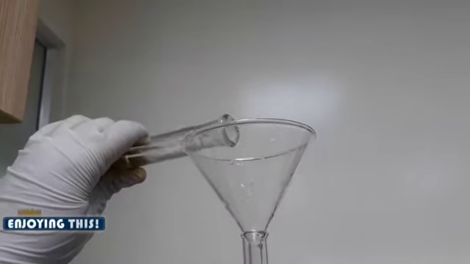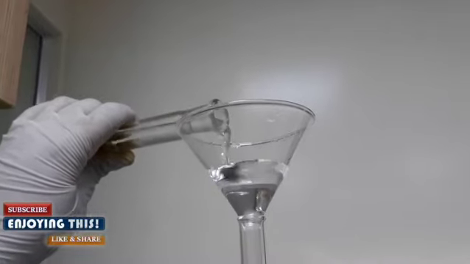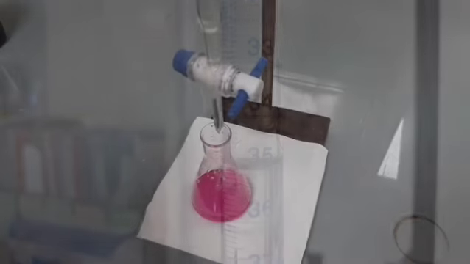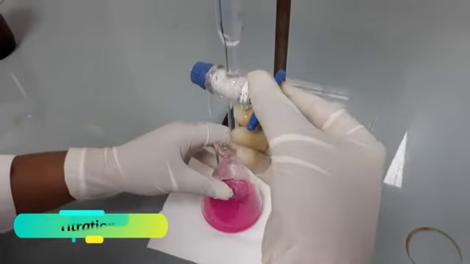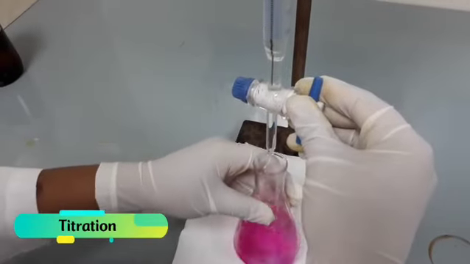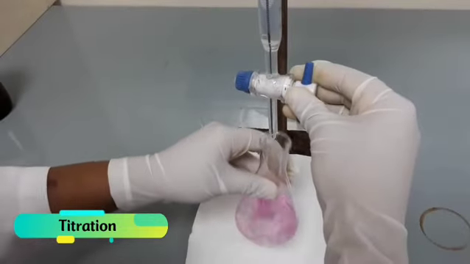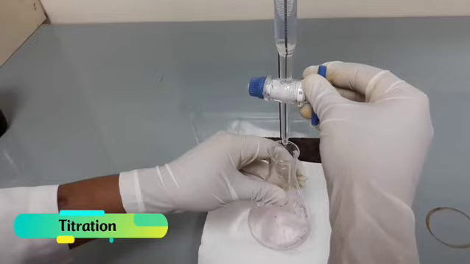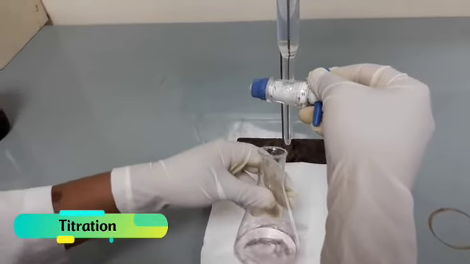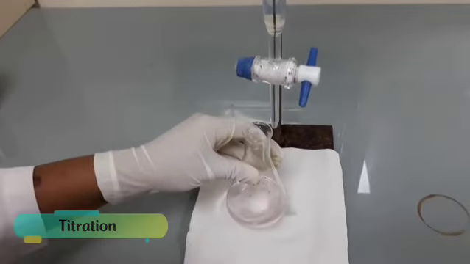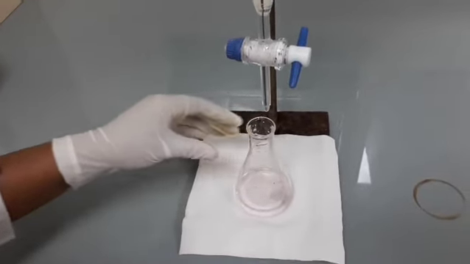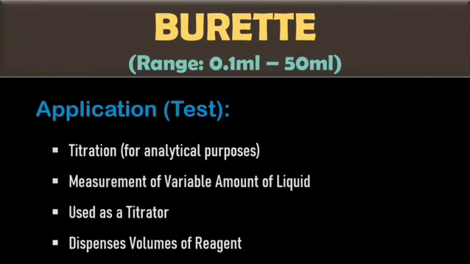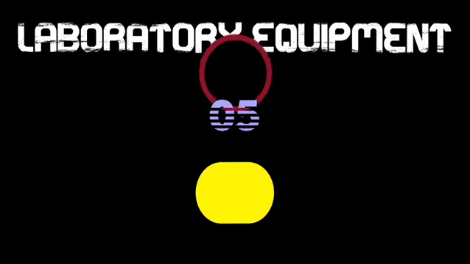A burette is a long calibrated glass tube, usually of 50 ml capacity, with a stopcock for controlled liquid release and high accuracy in measuring delivered volume. It can be glass or plastic. It is also used for acid-base titration, redox and complexometric titrations, measuring and delivering precise volumes of solution, and for chemistry analytical experiments. Applications: titration for analytical purposes, measurement of variable amounts of liquid, used as a titrator, etc.